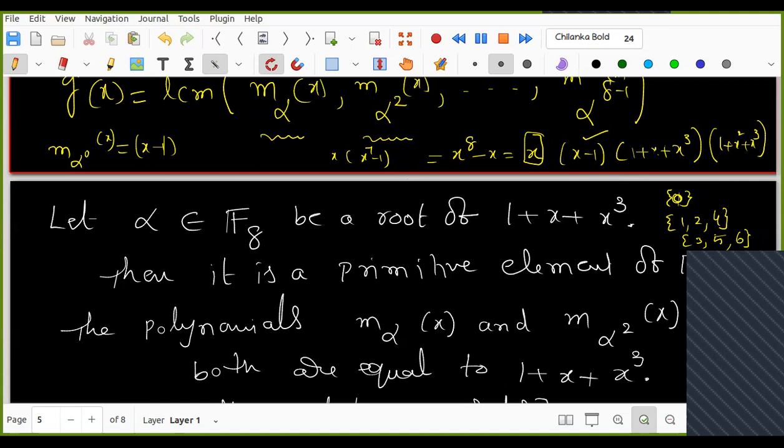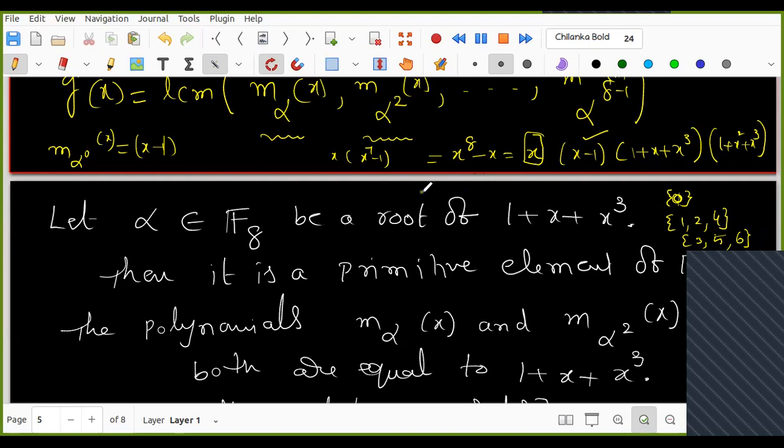It is a minimal polynomial for alpha. It is also the minimal polynomial for alpha square. It is also the minimal polynomial for alpha power 4. Okay. So actually this x power 7 minus 1 is equal to x minus 1 into x minus alpha into x minus alpha square into x minus alpha cube, like that it will go up to x minus alpha power 6.